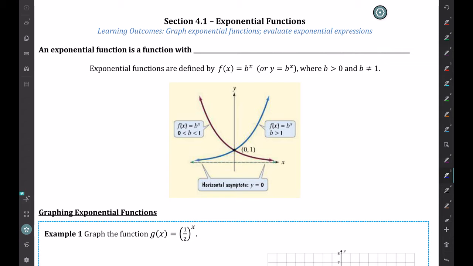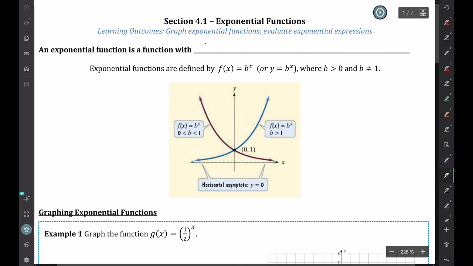Okay, so at this point in the semester, we have talked about rational functions and polynomial functions, which are both very important. But today we're going to start talking about exponential functions, which are just functions with the property that the variable is in the exponent. Something like y equals 2 to the x is an example of an exponential function.